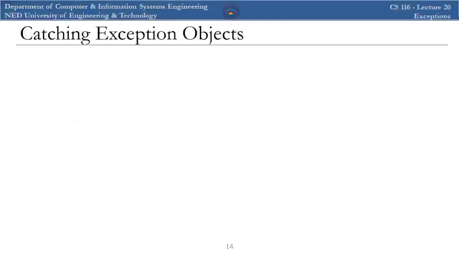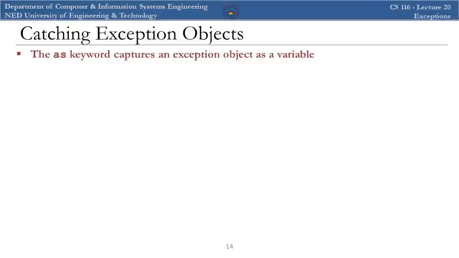Now, as I told you, exceptions are objects. There are classes behind them which serve as blueprints for these objects. So you can also catch these exception objects and manipulate them as you feel like. And for that, we use the as keyword. Let me show you this through that same example.